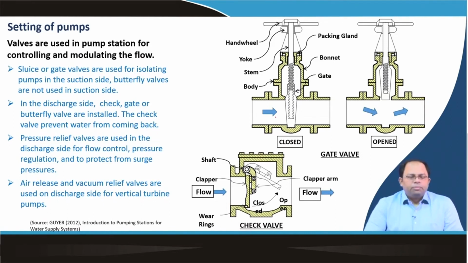Now, when we set up the pumps within a pumping station, as we are saying, we use different kinds of valves, and these are used for controlling and modulating the flow. That means sometimes we will prevent water from getting inside the pump, for maintenance, or sometimes when the pump is not operated all throughout. So only at certain times of the day it is run.